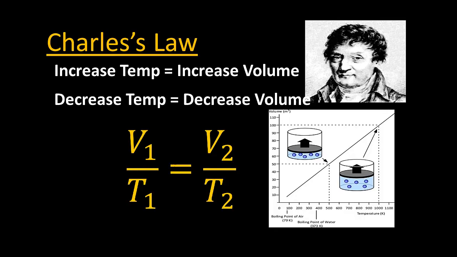Charles's law is V1 divided by T1 is equal to V2 divided by T2, or the initial volume divided by the initial temperature is equal to the final volume divided by the final temperature. An increase in temperature equals an increase in volume, and vice versa is true. If there's a decrease in temperature, that means the volume will decrease as well.